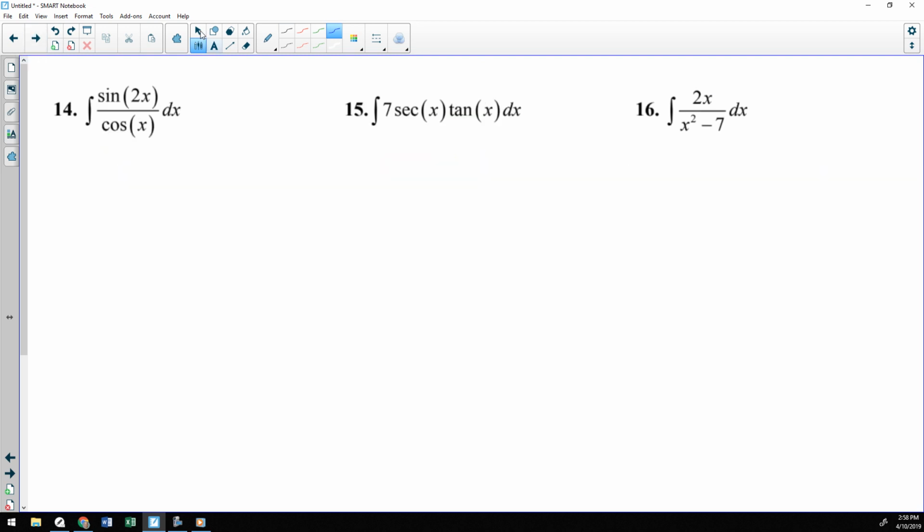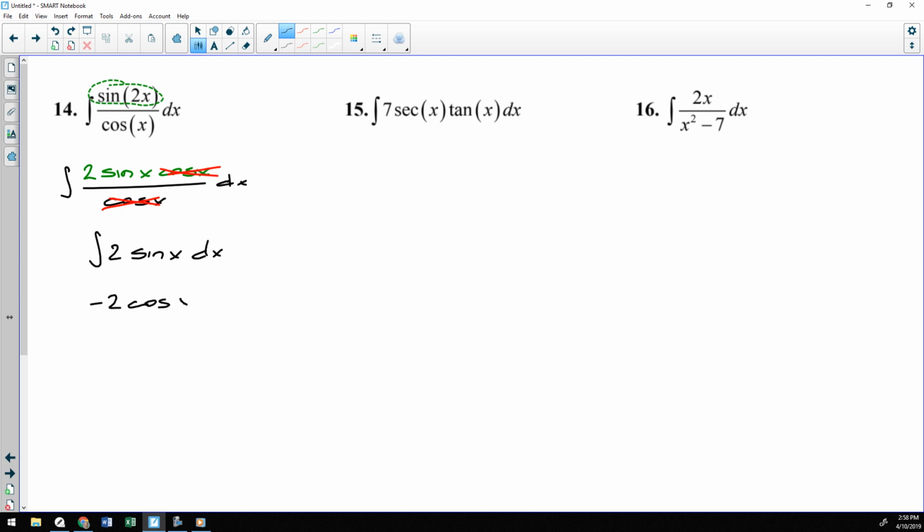And the last three antiderivatives, this first one's going to be the toughest one. Sine 2x, we have to use another identity for that. That is your double angle for sine, and sine 2x can be replaced with 2 sine x cosine x. My denominator is cosine x. And we're doing the antiderivative of that, which is going to get really nice because the cosines cancel out, and we're left with just the antiderivative of 2 sine x dx, and that would be negative 2 cosine x plus c.